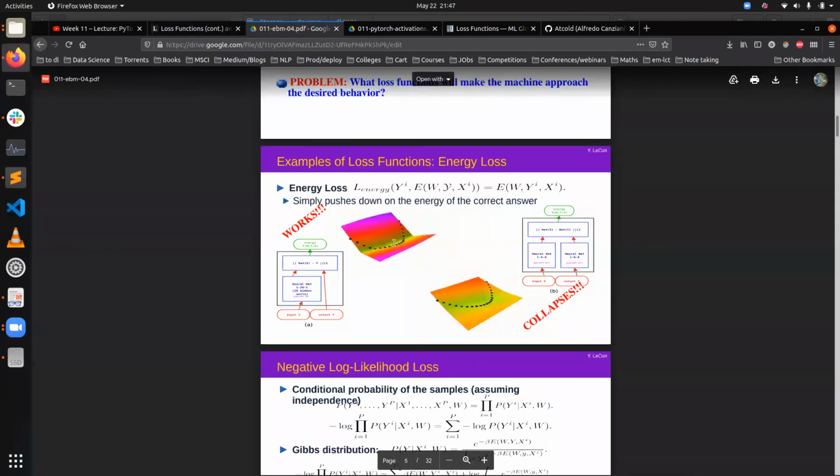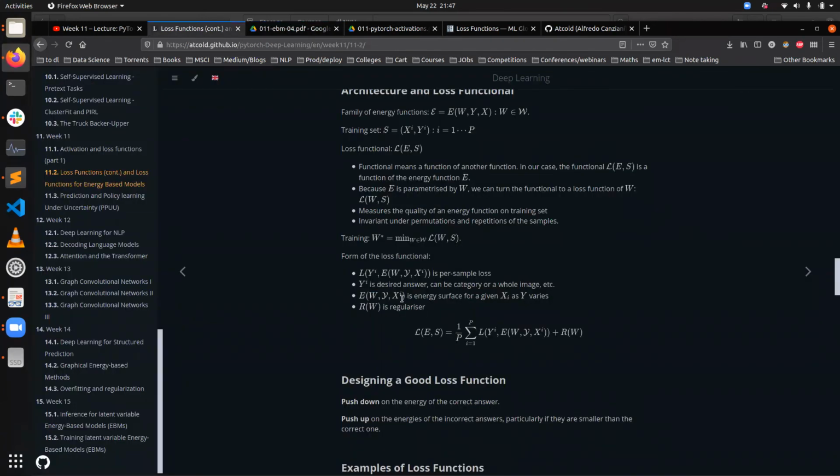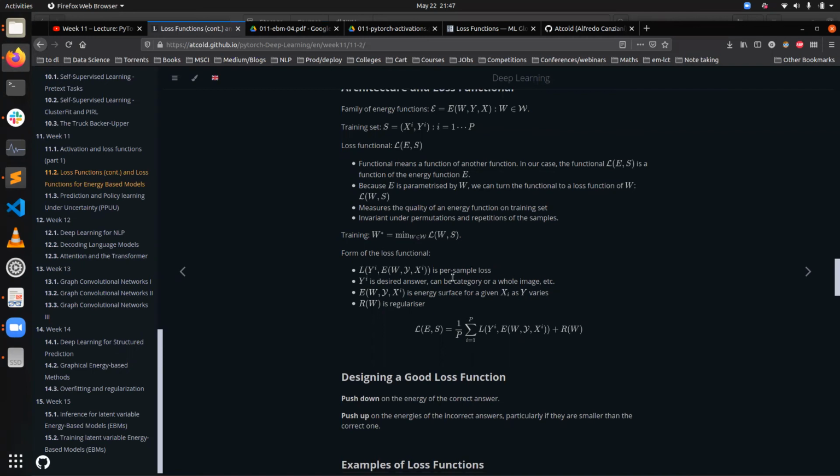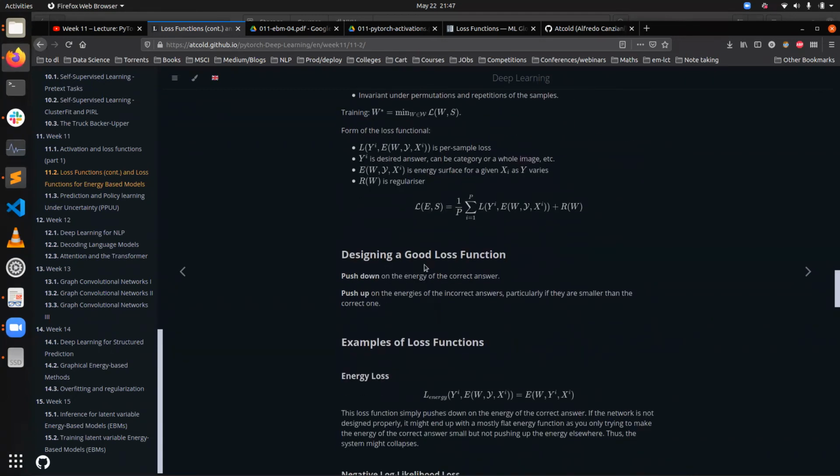So if you assume a particular x, then the y as you vary is this energy surface line that you have. For the same x, if you vary y, I think you can get that from this picture. So that is what your loss function ultimately depends on, right? These two things. R(W) is a regularizer, okay. And then you take 1 by P as a mean of all the samples, since P is the number of samples that you have.